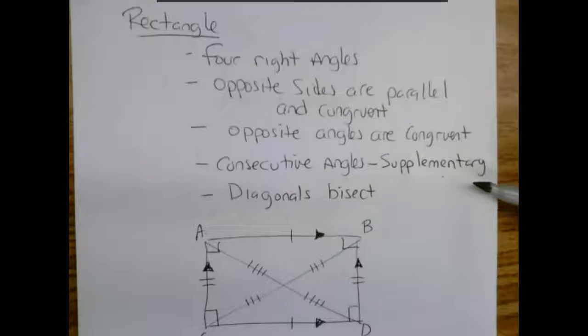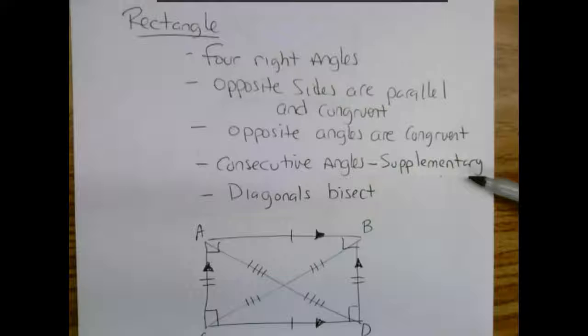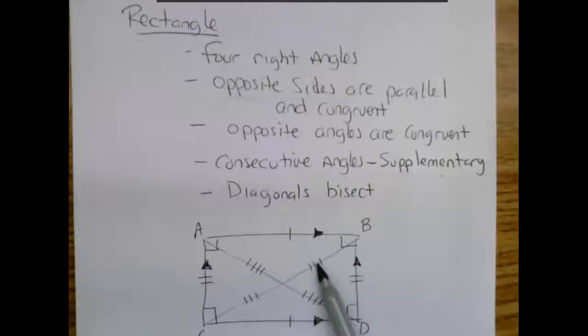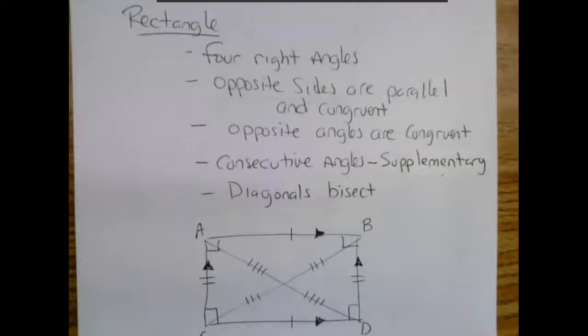Okay, then also we know that consecutive angles are supplementary, which means they're equal to 180 degrees. So if we add these two angles together, they're going to be 180 degrees. And then also that diagonals bisect. So if we have a diagonal from A to D and B to C, they bisect. So they cut in half, so 3 and 3, 4 and 4. They're equal. Each side is equal to the other.